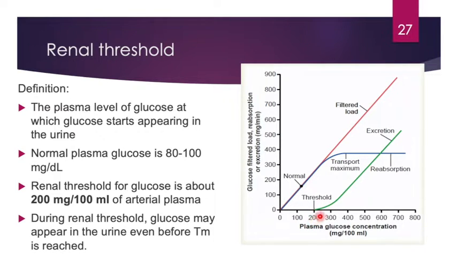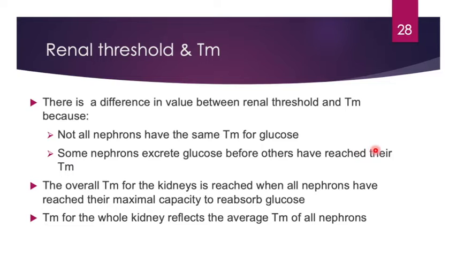And if plasma glucose concentration keeps on rising, glucose excretion rate will also increase. If you notice, glucose starts to appear in the urine even before transport maximum is reached. Here's why. This is because not all nephrons have the same TM for glucose. Some nephrons may have more transporters than the others.